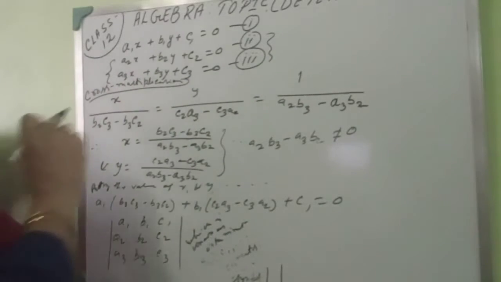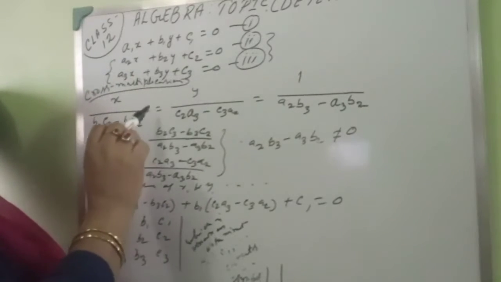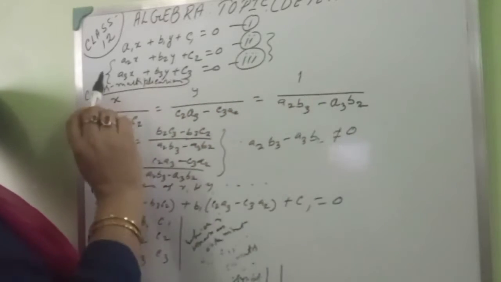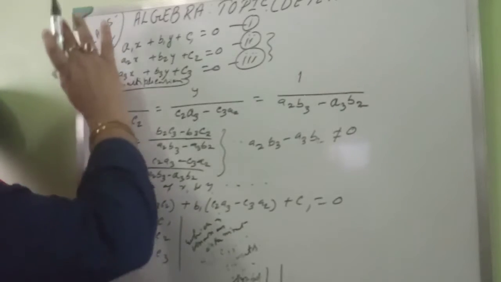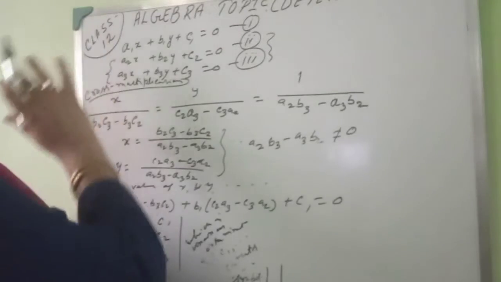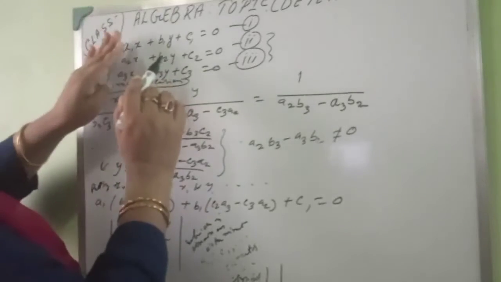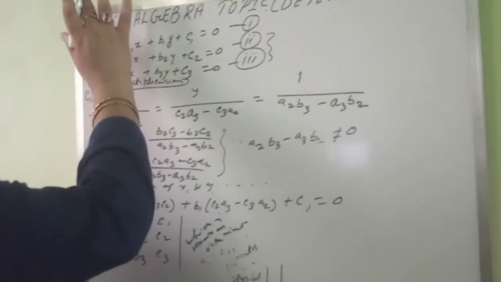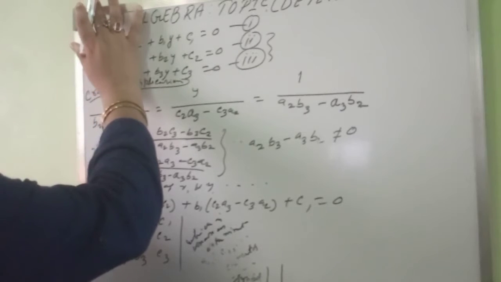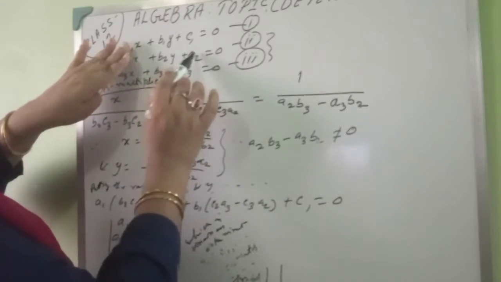Okay, how to solve it? There are two variables, x and y. So x divided by, then is equal to y divided by, then is equal to 1 divided by. How to solve this? When we have to find the value of x, you have already done it in class 9, but still I am going to explain this part. Coefficient of y is b2. So b2 into c3 minus b3 into c2.